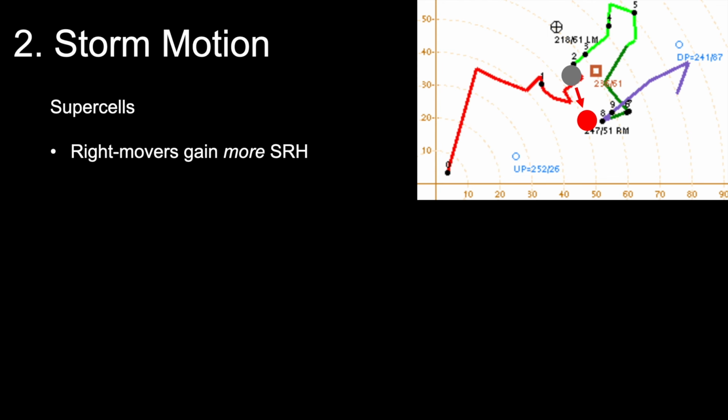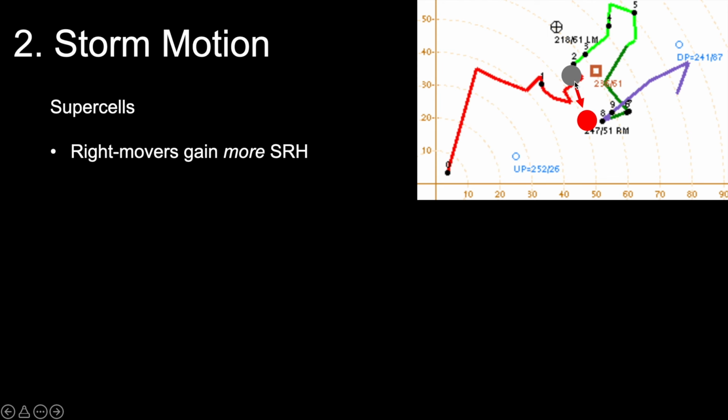But the thing about supercells is that once you deviate, once you become a right mover, you have access to more SRH. You have access to more streamwise vorticity and typically storm-relative inflow. So these are both very good, as we'll talk about later, at sustaining the storm.